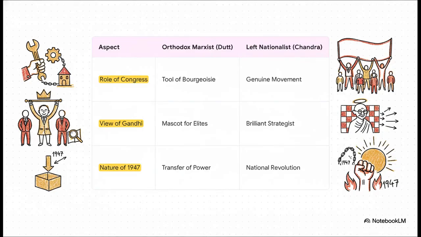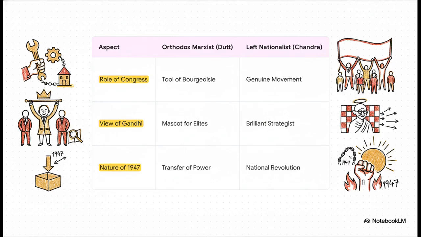Okay, this slide right here, this is where it all comes together. This is the intellectual showdown. Just look at the incredible contrasts. For Dutt, the orthodox Marxist, Congress was just a tool for the rich. For Chandra, the left nationalist, it was a genuine movement against imperialism. For Dutt, Gandhi was basically a mascot used to keep the masses in check. For Chandra, he was a brilliant strategist.